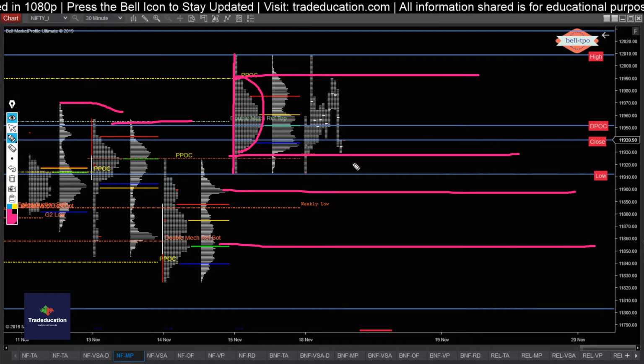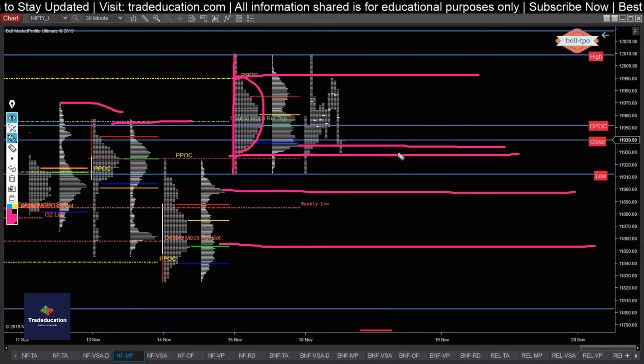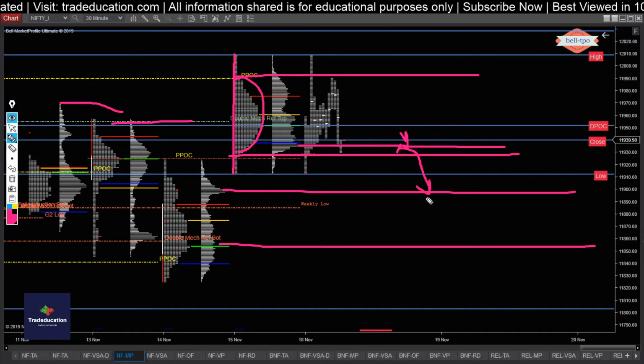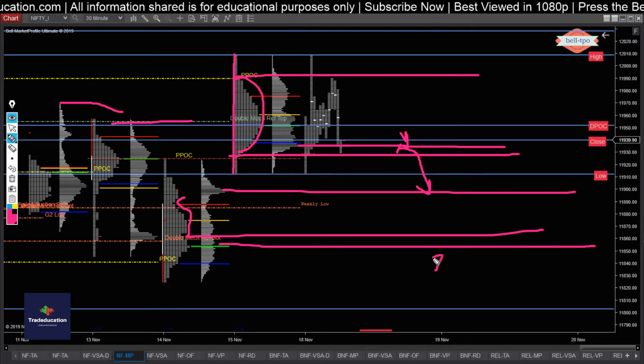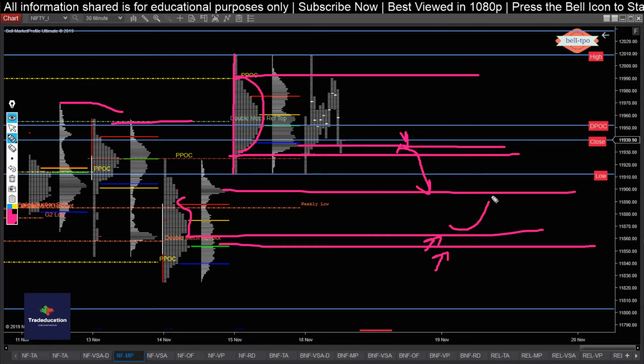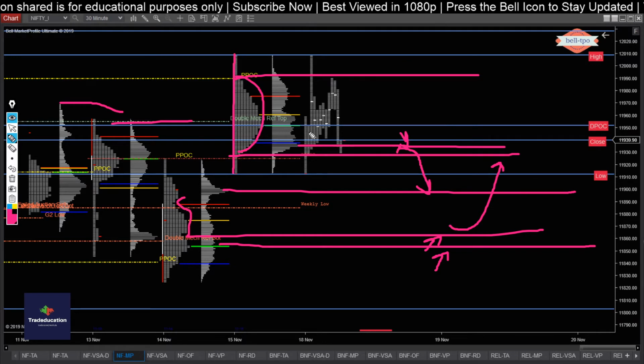The entire scenario depends on how the open happens on Monday. If we are opening within today's range, then at this HVN level the sellers would be stepping in and will try to take the auction lower. Once these anomalies get cleared, somewhere at this point of control or somewhere here, buyers will again start stepping in and try to take the auction higher. That is the scenario I'm expecting.